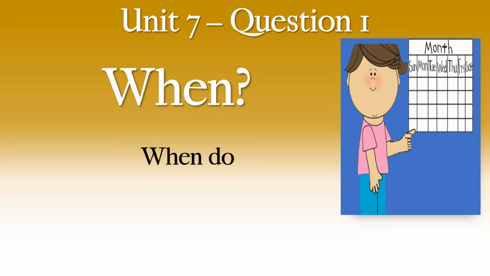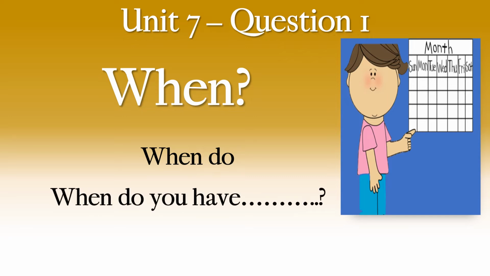What are the words we cannot use with do? He and she, that's right, he and she. He and she, we use does. We will look at that after this, okay? So here's our question, when do? When do you have? And then the name of the subject. When do you have PE? When do you have math? When do you have social studies?